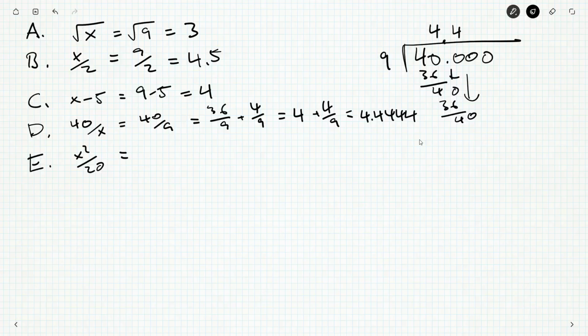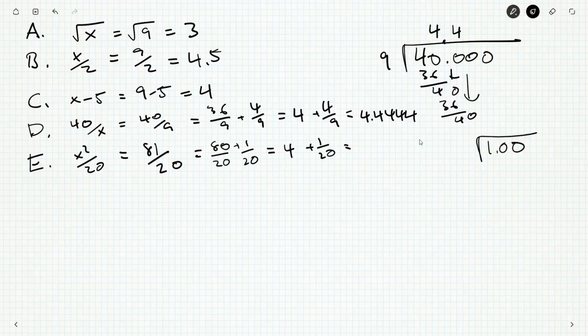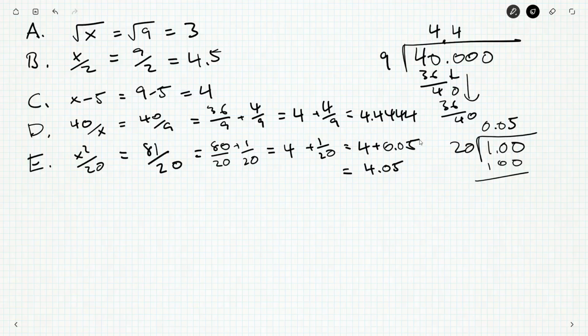And now 9 squared over 20, that's 81 over 20. And what are we to do there? Well, 80 over 20 plus 1 over 20, that's going to be 4 plus 1 over 20. And 1 over 20, that's sort of like 100, and 20 goes into that 5 times. So it's 4 plus 0.05, or 4.05. So b is clearly the champion. It's the biggest number. B is going to be our answer.